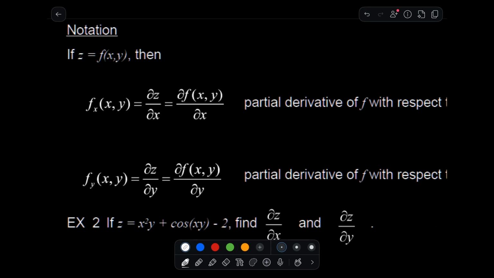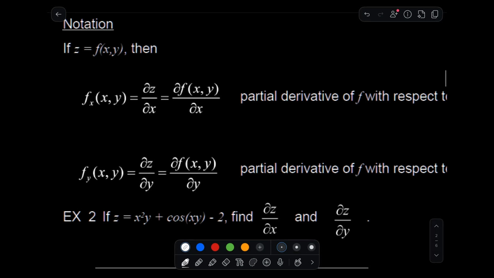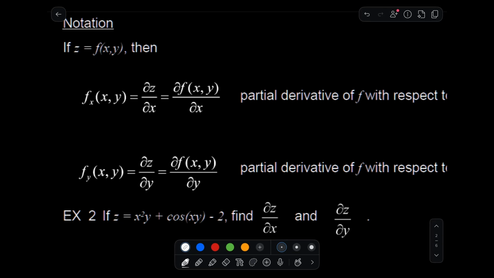We have this. If we know that z equals f of x, y, if it's explicitly defined, right? Because there's a difference between it being explicitly defined and implicitly defined like this. And we'll cover that in our later videos in this chapter. This is implicit, explicit.